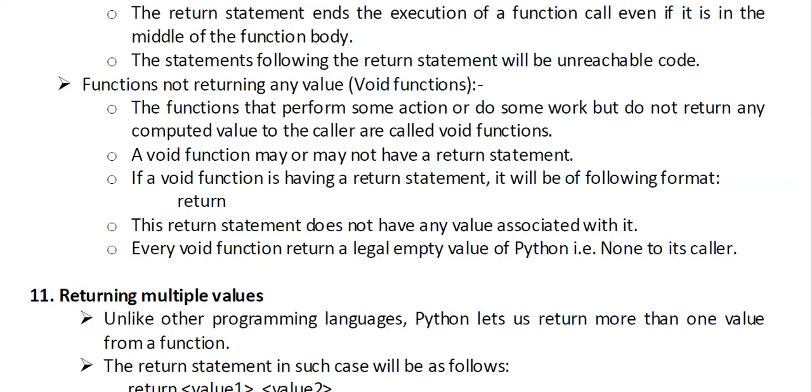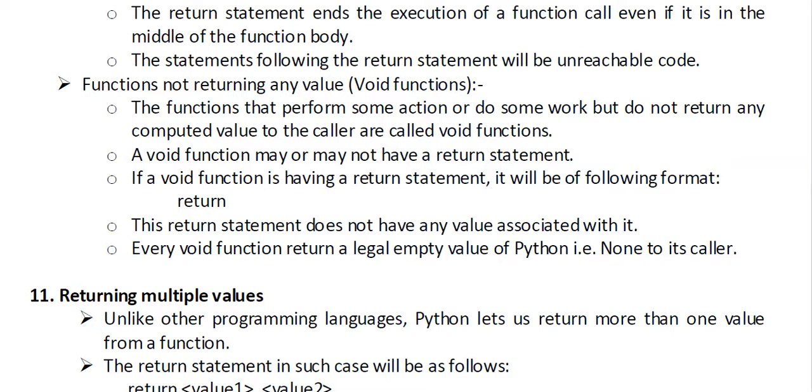The second category is functions that do not return anything. The functions that perform some action or do some work but do not return any value are called void functions. A void function may or may not have a return statement. If a void function is having a return statement, it will be a simple return. That is a command to go back. This return statement does not have any value associated with it.